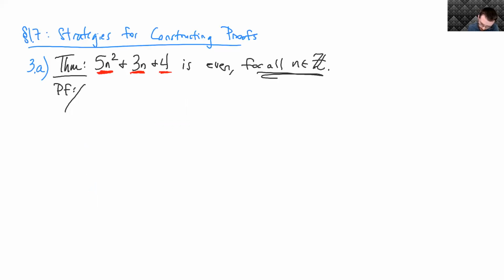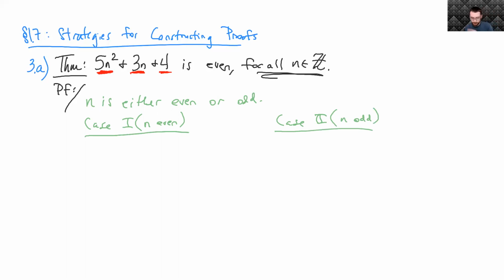I'll start by saying n is either even or odd. And then we'll break into cases. Case 1, we'll say n is even. Case 2, n is odd. And maybe I'll just do one of these. I'll do the odd case for you guys. Or actually, yeah, I'll do even. I'll do even because that's easier.